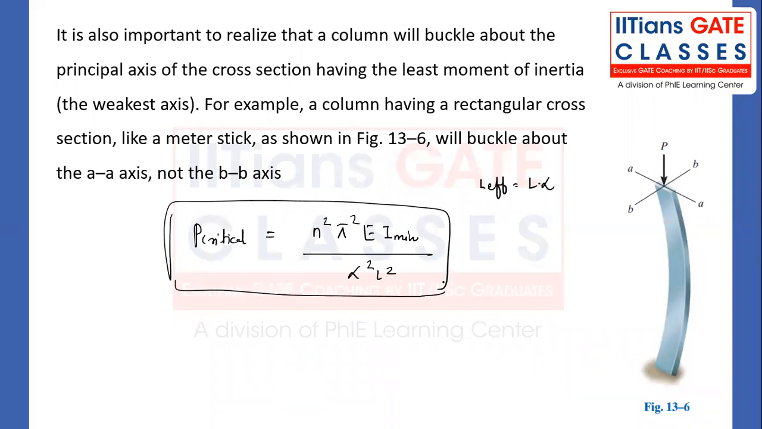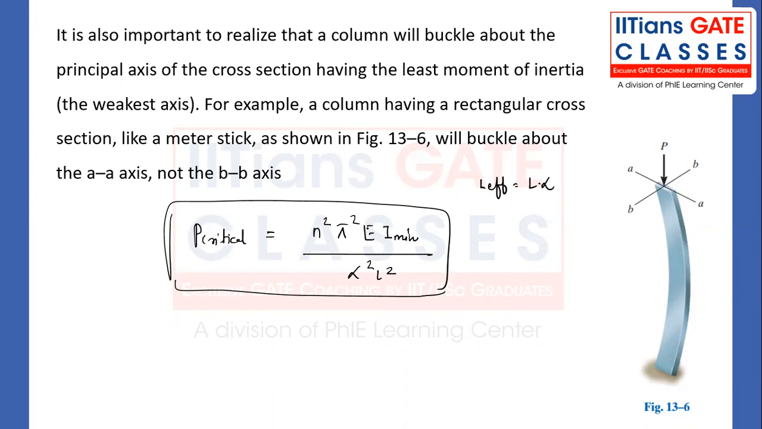But you observe that in the formula we have written I minimum, the moment of inertia should be minimum. Remember, the column will buckle about the axis about which the moment of inertia is least. What is the basic idea of studying the moment of inertia, my dear friend? What is the meaning of moment of inertia? Moment of inertia is nothing but that which deals with the rigidity of the structure.